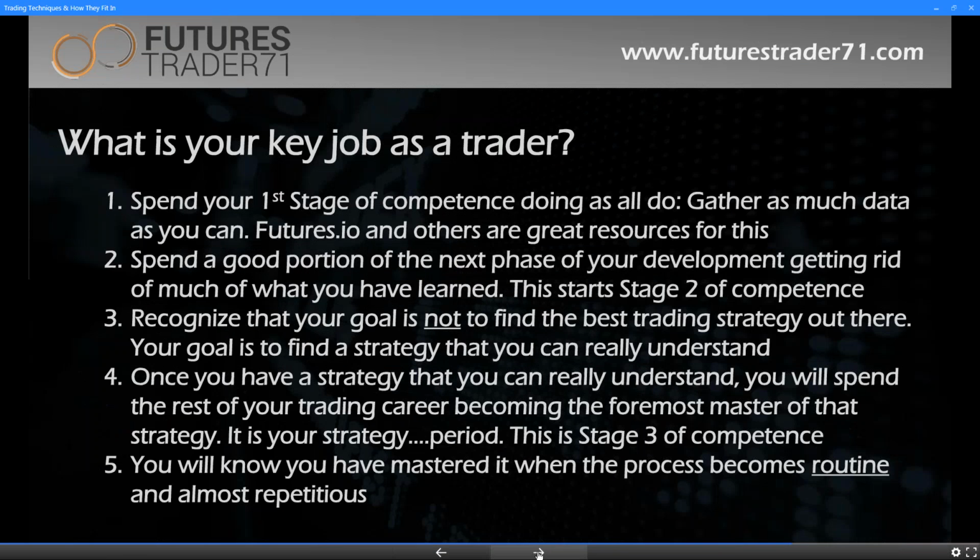spend your first stage of competence doing as all do. So if you're following the same path, the normal path that most traders follow into trading, you are going to gather as much data as you can. And for that, FuturesIO and others are great resources. Books, FuturesIO, journals, many, many discussions. And that's stage one of competence.